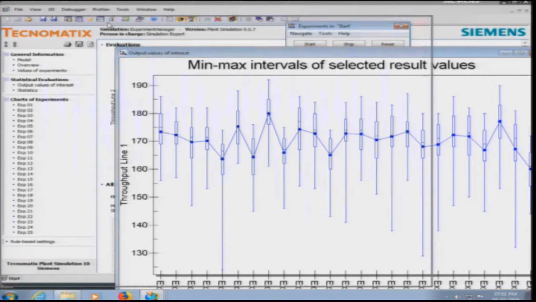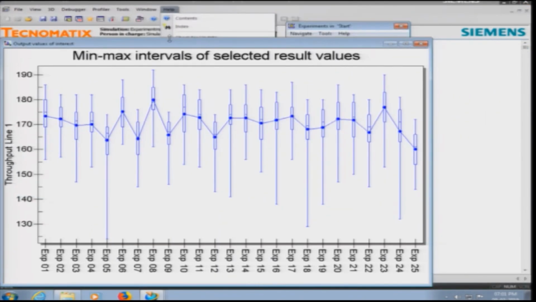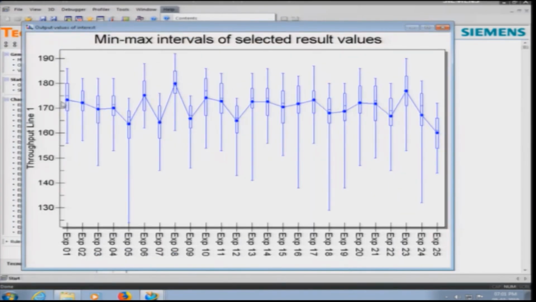You can see, as I said, in throughput line 1 we didn't put variability very high. The average value here is around 170 and the standard deviation is around 4.5 or 5, which is around 2 to 2.5% of the mean value. So this is stable variability in case of line 1.